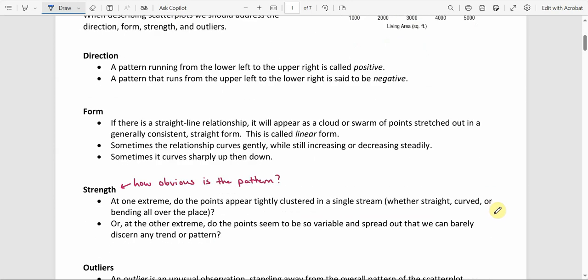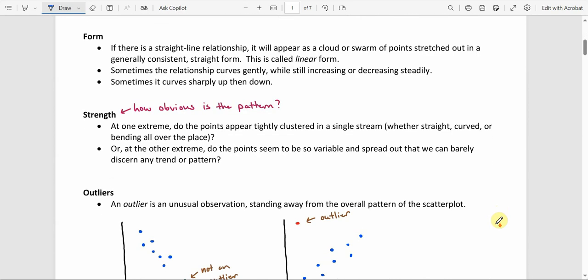Strength. Strength is basically how obvious is the pattern. If it's a linear shape, how much does that scatter plot kind of wrap around the line? Does it look really linear, or is it just kind of linear, that kind of thing? And there is a way to actually measure strength, which we will get to. There's a way to quantify it. So then that way you don't have to eyeball it, right? Because not everybody is going to see the same thing necessarily. And then, are there any outliers?